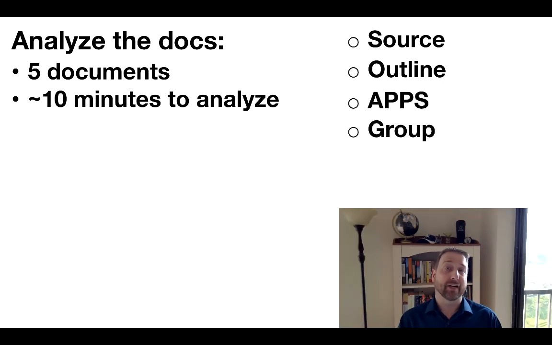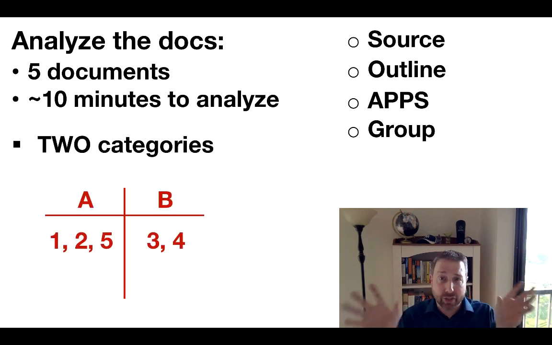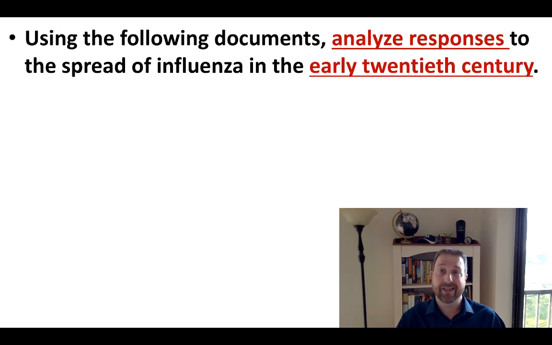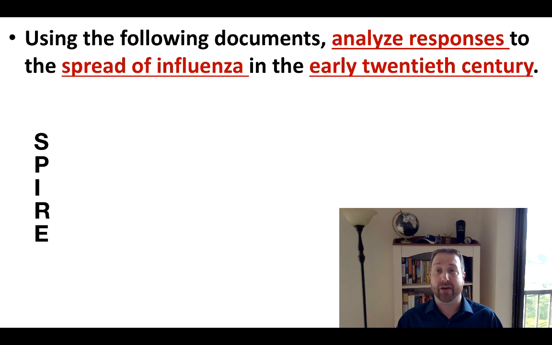You will also need to figure out how to group your documents into 2 categories. The reason why you do this is so that you don't put all your eggs in one basket. That way, if one of your arguments is not as strong, you have another to fall back on. Remember the earlier prompt. Analyze responses to what? The spread of influenza in the 20th century. Look for connections. Remember the acronym I gave you earlier, SPIRE, S-P-I-R-E. This could be extremely helpful in grouping the documents.